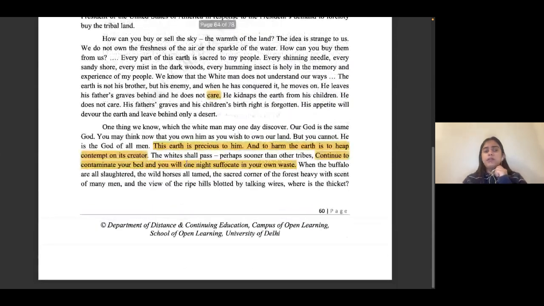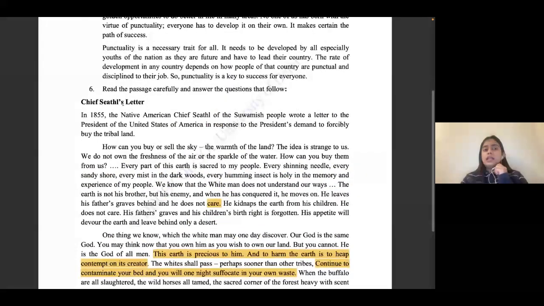Let's come to the second paragraph that has been given, that is Chief Settle's letter. In 1855, the Native American Chief Settle of the Suwamish people wrote a letter to the President of the United States of America in response to the President's demand to forcibly buy the tribal land. How can you buy or sell the sky, the warmth of land? The idea is strange to us. We do not own the freshness of the air or the sparkle of the water. How can you buy them from us? Every part of this earth is sacred to many people. Every shining needle, every sandy shore, every mist in the dark woods.